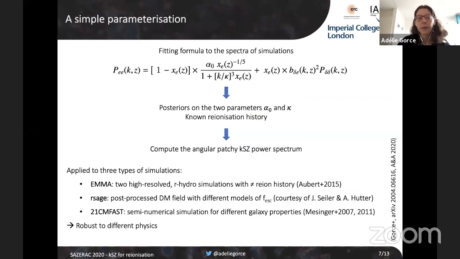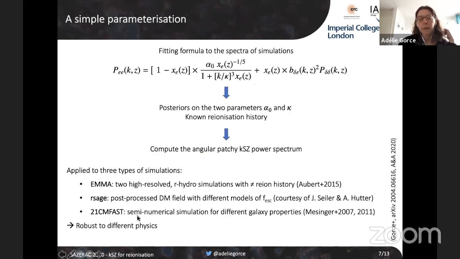So you end up with a very simple parametrization with the power law that then slowly merges into a biased matter power spectrum. You fit this on simulation, you get posteriors for your parameters, you know the reionization history, and so you can completely compute your kSZ power spectrum without worrying about limitations such as simulation box size or resolution.